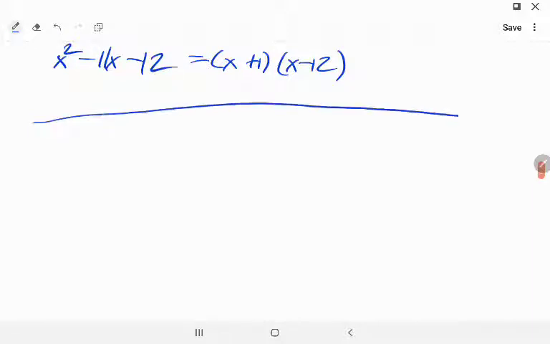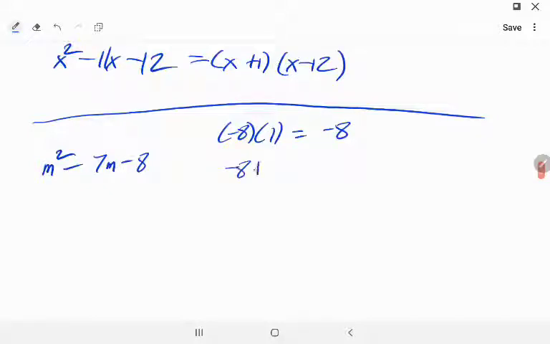So let's try a couple more examples. If we had m squared minus 7m minus 8, when the factors differ by 1, you'll sometimes get nice things happening. We notice that negative 8 times positive 1 is negative 8, negative 8 plus 1 is negative 7, and so we know that's going to wind up being the quantity m minus 8 times the quantity m plus 1.